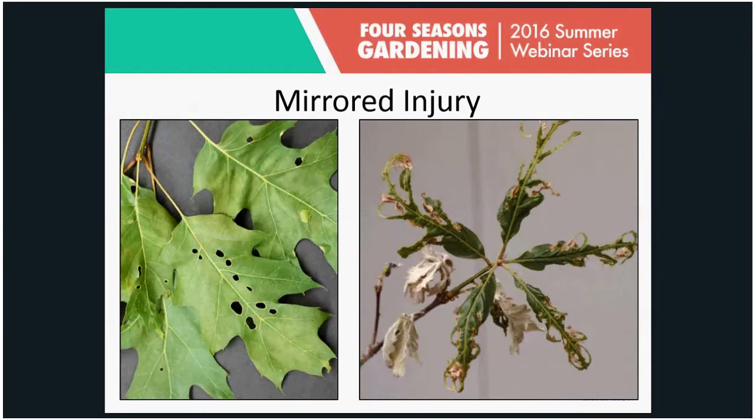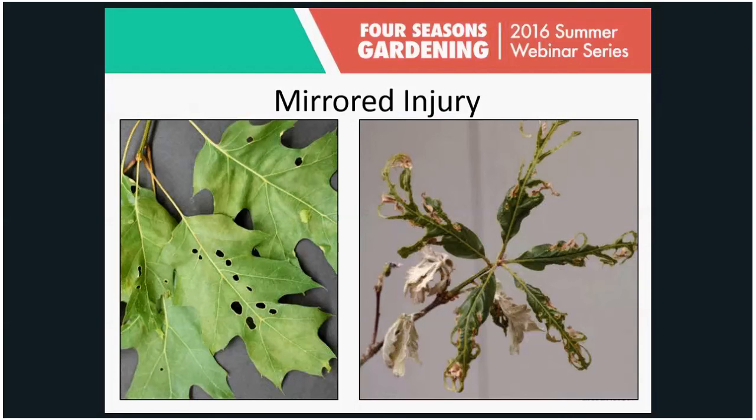Oftentimes, the plant will put out a second flush of leaves because these are so damaged. Again, no single factor has been identified as the cause of oak tatters. It is suspected that the damage occurs while the leaves are still in the bud. Again, hence this very mirrored injury that we're seeing. And the damage may be due to low temperatures, insect feeding, or insects laying eggs in the buds, and also herbicide exposure.